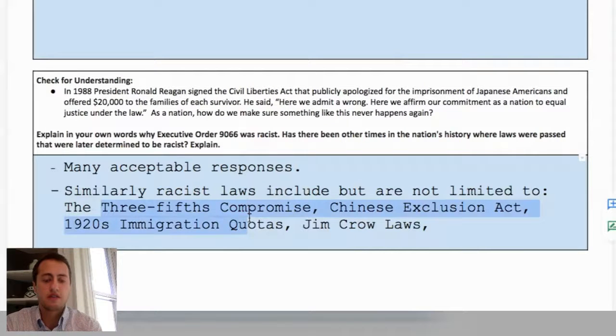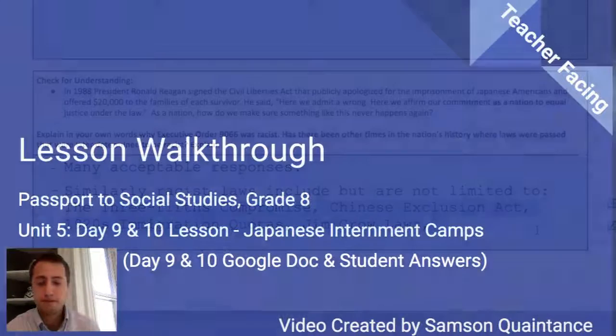Students might discuss the 3/5 Compromise, the Chinese Exclusion Act, the 1920s immigration quotas, Jim Crow laws. There are a number of laws that students can bring up. Those are just a few, but it would be great to see some of those connections being made. And students really should be familiar with at least the first 3 listed here.